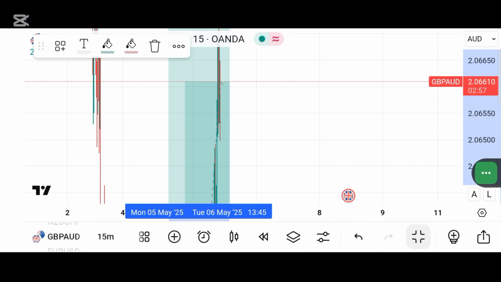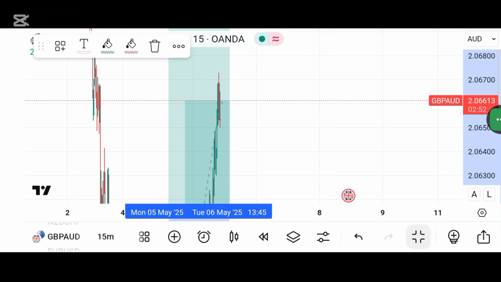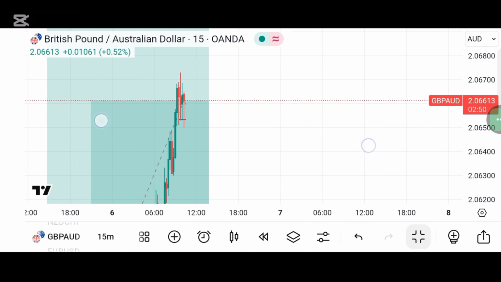Just look for a sweeping liquidity. Just have a liquidity to push the trade to another point of liquidity. That's how you get your entry, guys.